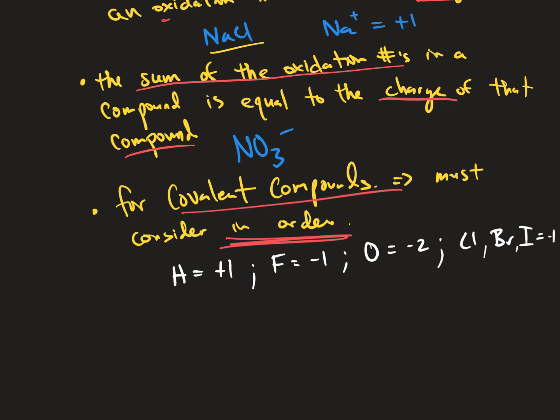Why don't we do nitrogen? Because nitrogen will be with oxygen, chlorine, fluorine, hydrogen, one of them. So we do it first, and then we'll do nitrogen later. Sound good?